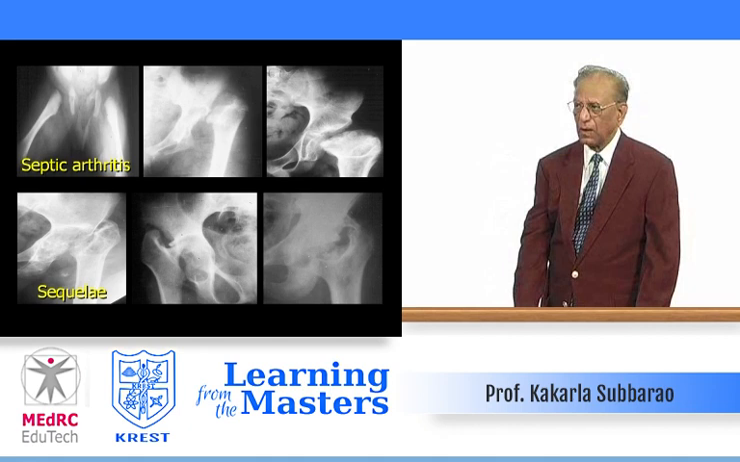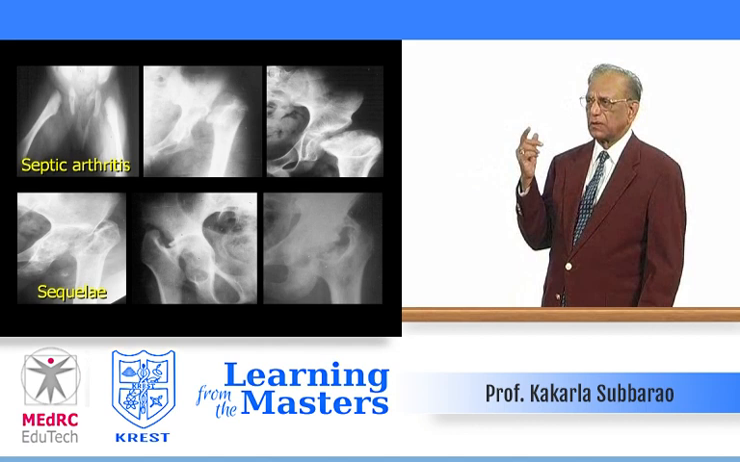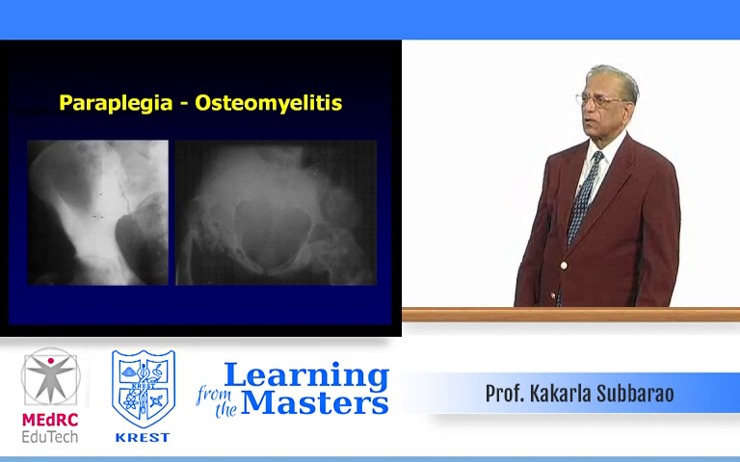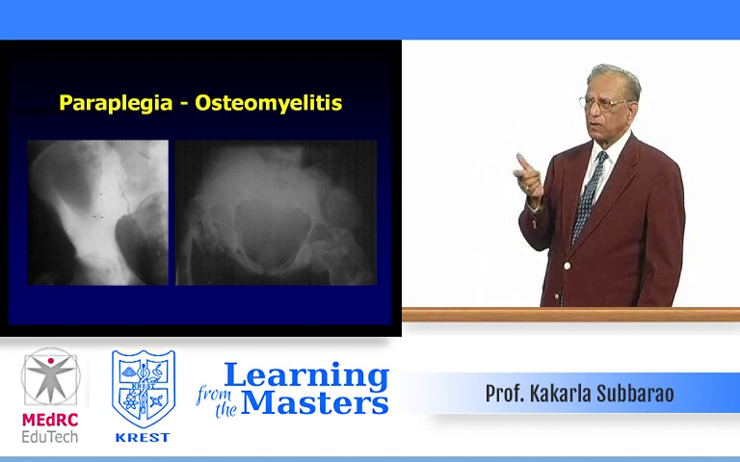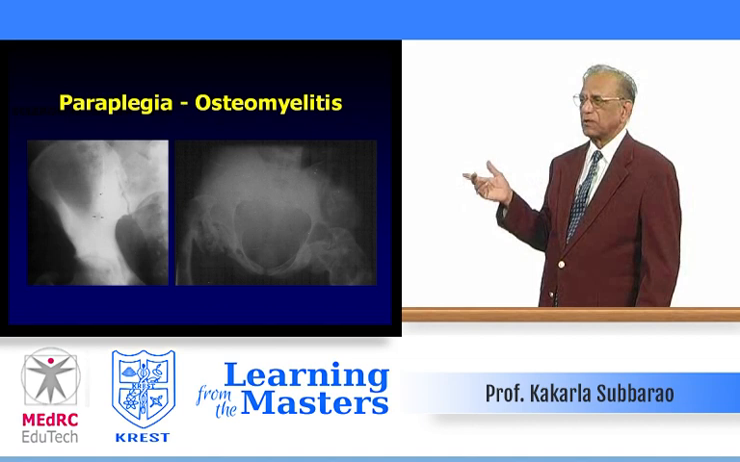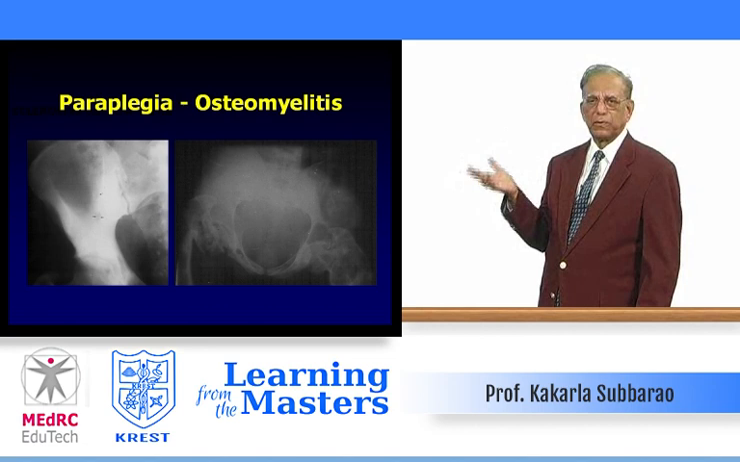And in chronic septic arthritis or sequelae, you find a lot of sclerosis and disruption of the joint. Sclerosing osteomyelitis is the one on your left-hand side. Look at the iliac bone, diffusely sclerotic, extending to the vestibulum, with slight narrowing of the joint space. And the one on the right side, paraplegia with osteomyelitis secondary infection through bed sores and otherwise, you see extensive septic arthritis bilaterally.